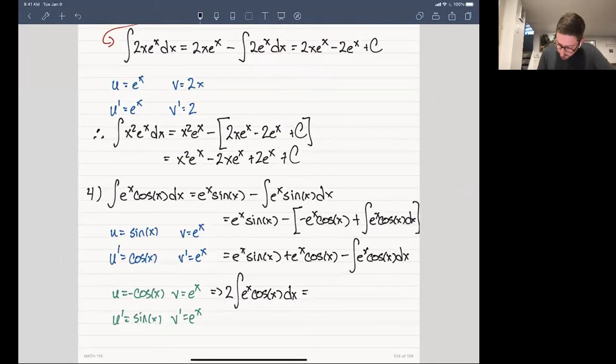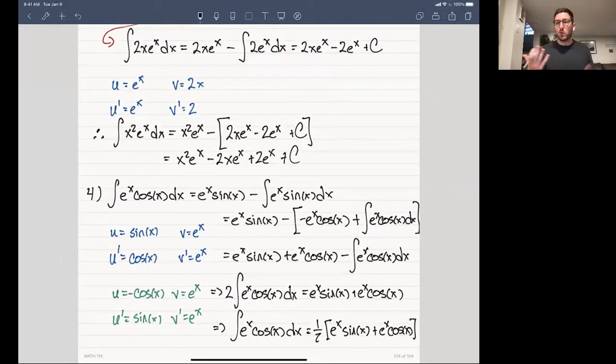Okay. And then on the right, no more integrals. So I can divide off by 2, and I've solved my integral. So let me show you. 1/2 e to the x sine x plus e to the x cos x.